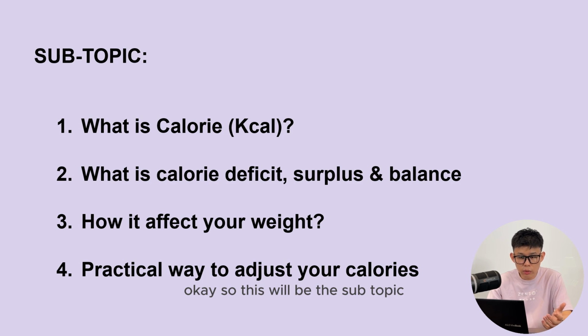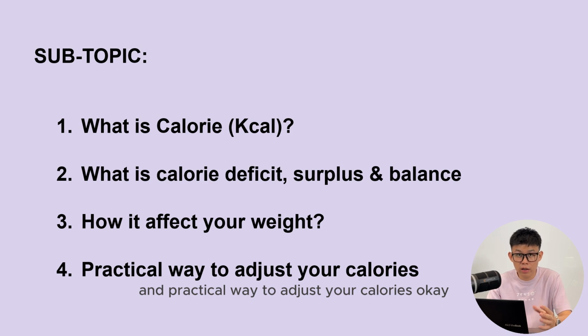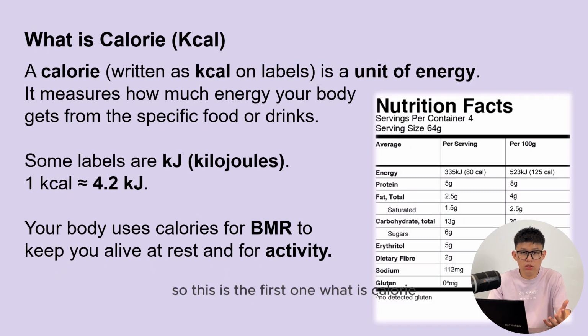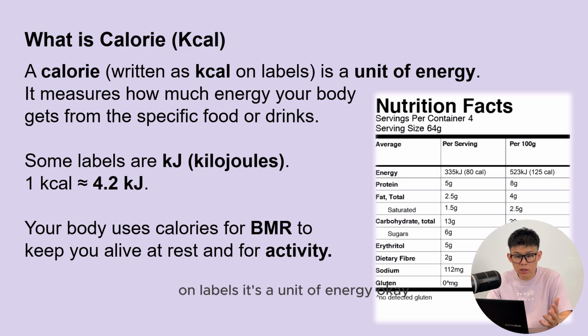This will be the subtopics: what is calorie, what is calorie deficit, surplus, and balance, how it affects your weight, and practical ways to adjust your calories. So this is the first one. What is calorie? A calorie is written as kcal. We call it kcal, just easier for us to pronounce. On labels, it's a unit of energy. It measures how much energy your body gets from a specific food or drink.